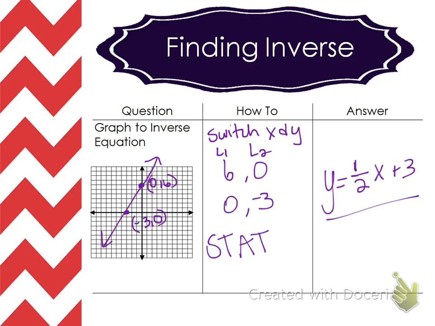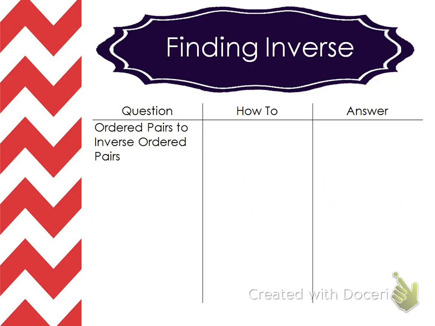Okay, the last one is the easiest one, and it's if we have a set of ordered pairs and we want to find the inverse of these ordered pairs. So here's my ordered pairs. Let's say we have 1, 3, 6, 8, and -4, 10.